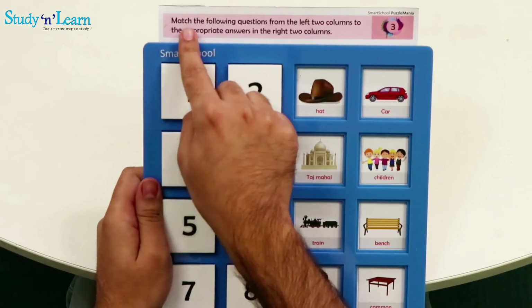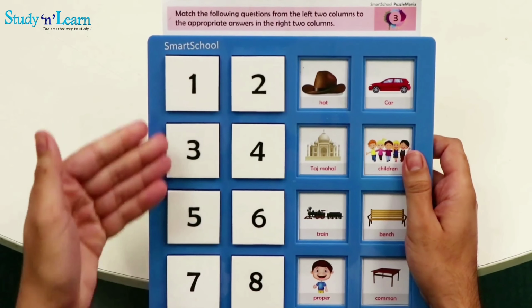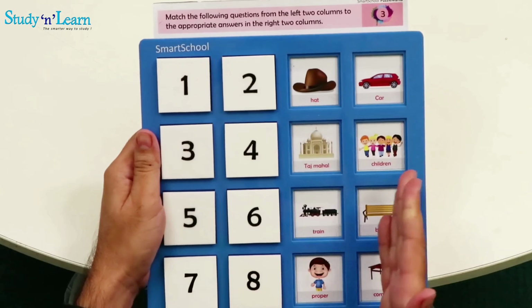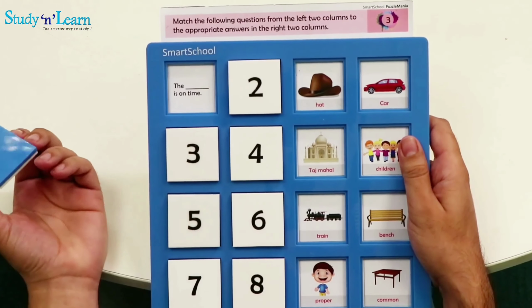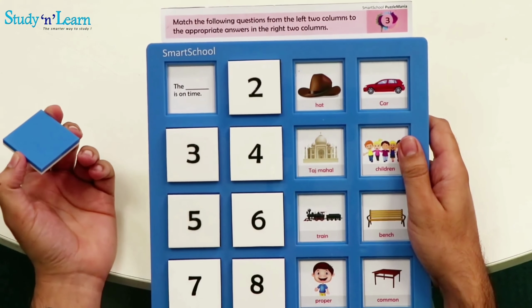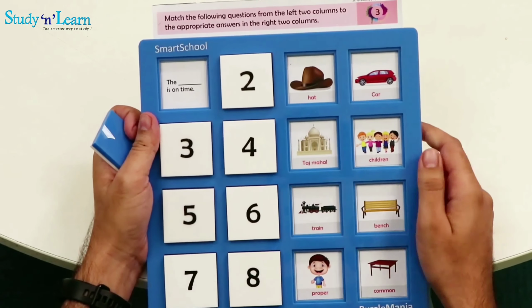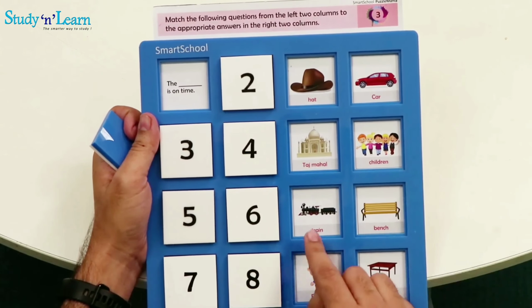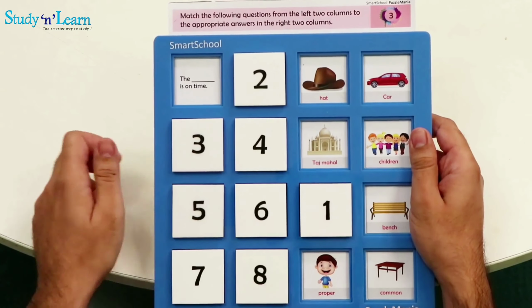So it says match the following questions from the left two columns to the appropriate answers in the right two columns. So which means we've got the questions below these buttons while we have the answer options right here. So let me pick up the first one and see what's the question. The question says the dash is on time. And when I look at these two columns, well, I feel the answer should be train. And so I place number 1 right here.